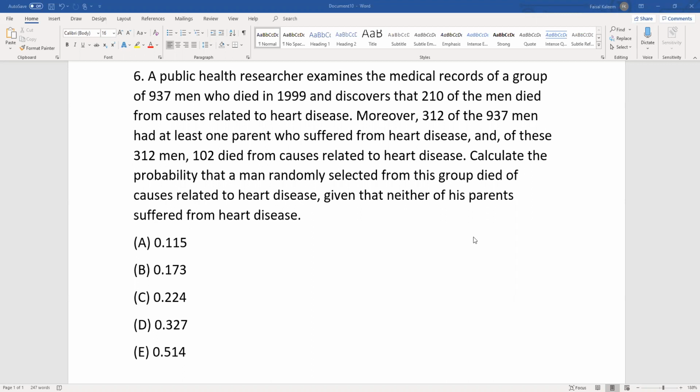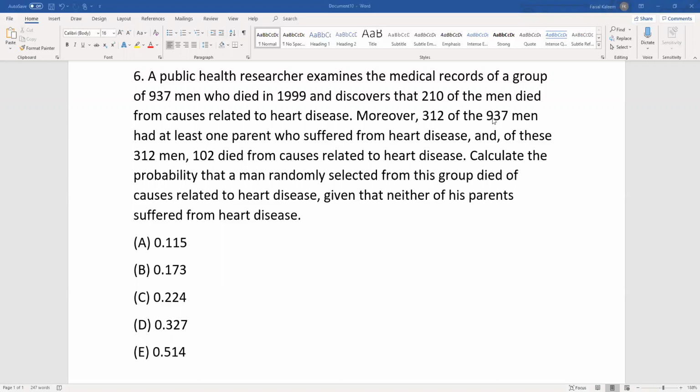Calculate the probability that a man randomly selected from this group died of causes related to heart disease, given that neither of his parents suffered from heart disease. Now, the key word in this problem is "given." This calls for conditional probability, in which case we can either use the well-known conditional probability formula, or many times it's simpler to realize that whatever is given now becomes our grand total.